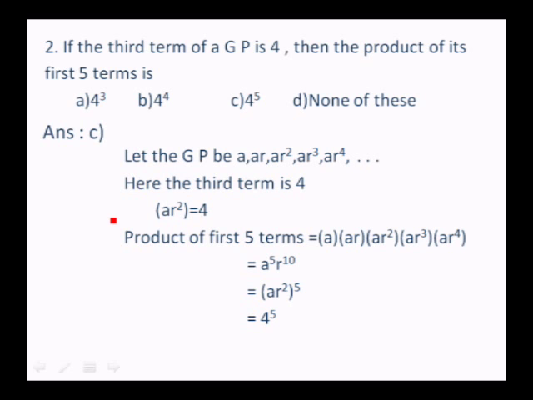The product of the first 5 terms, A into AR into AR square into AR cube into AR to the power of 4, is nothing but A to the power of 5 into R to the power of 10. So, (AR square) whole to the power of 5, that is equal to 4 to the power of 5, because you know that AR square is 4. So, the option is C.